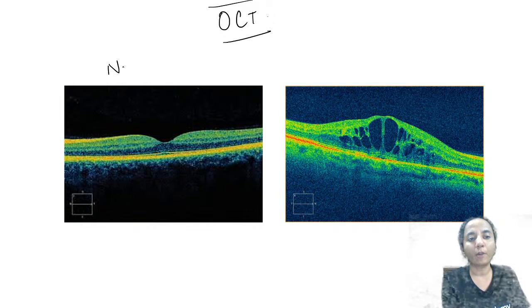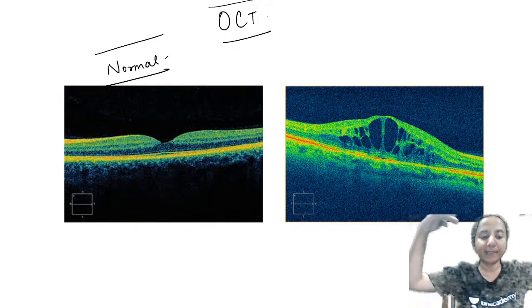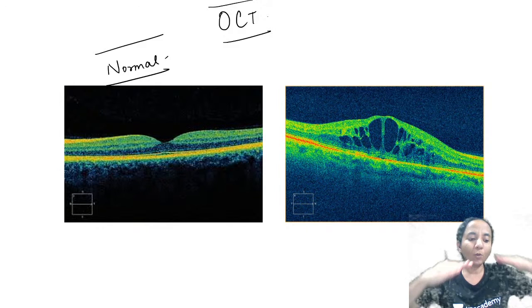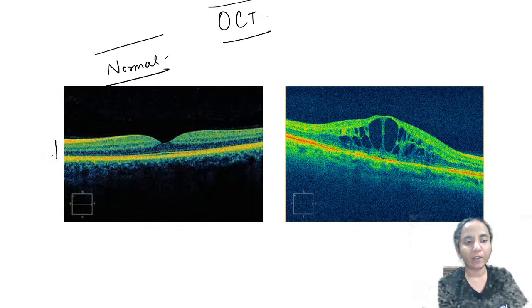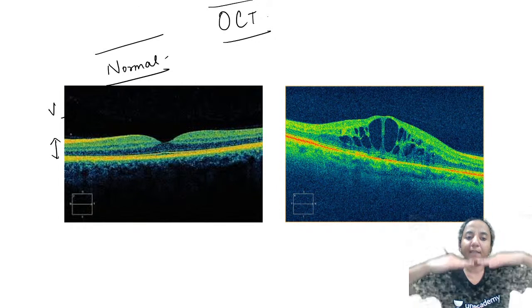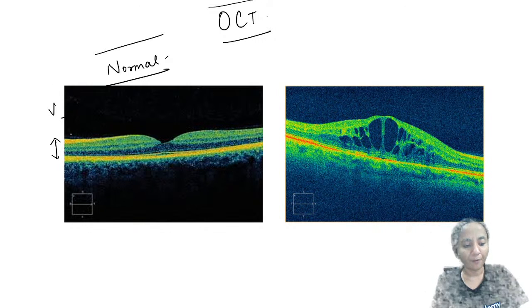Now this is the normal OCT of the macula, and all of you can make out that at the center there is a depression which is the fovea. You can see the different retinal layers. This black area is the vitreous cavity, and you can also see a depression at the center, which is the fovea.